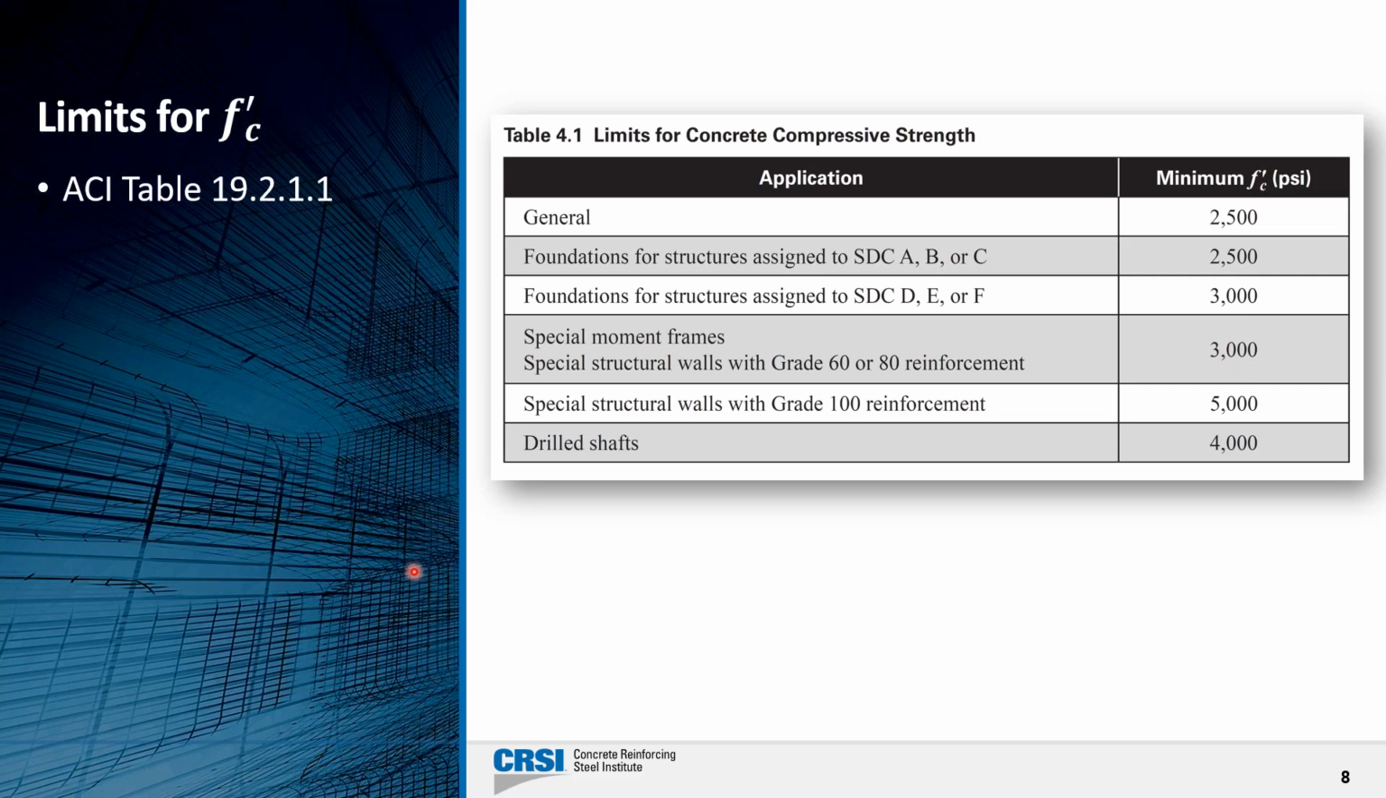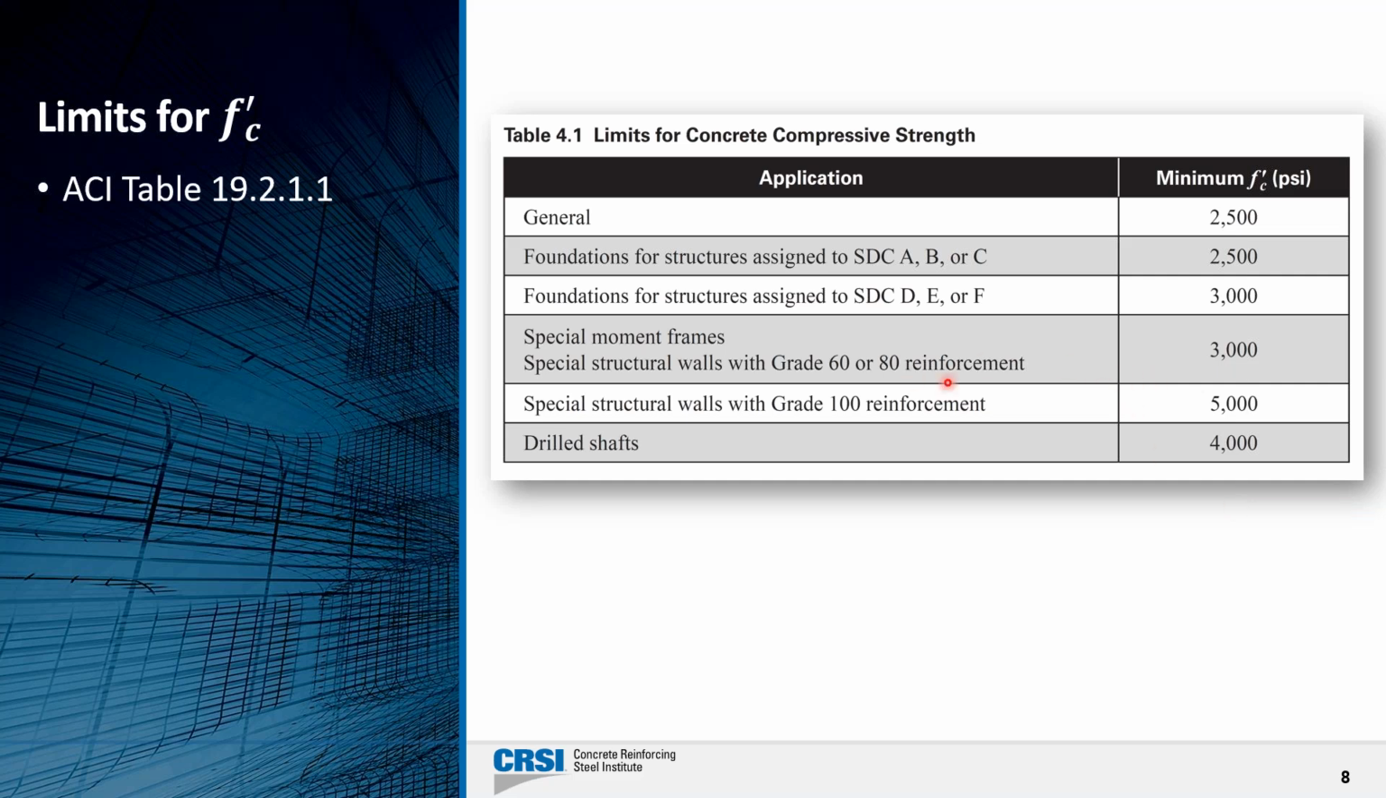So a lot of this came from the IBC. Over the years, there have been some exceptions in the IBC with respect to what should or shouldn't be in ACI 318. So these foundation structure f'c values, as well as some of the drilled shaft that you see at the very bottom here, those basically have been around for a while. Now they're incorporated into ACI 318.